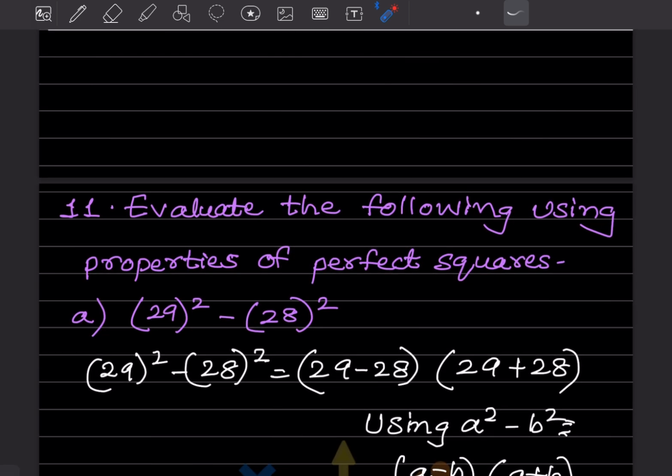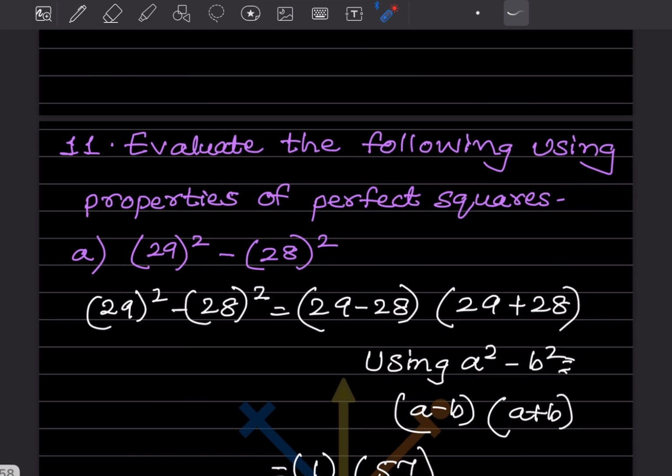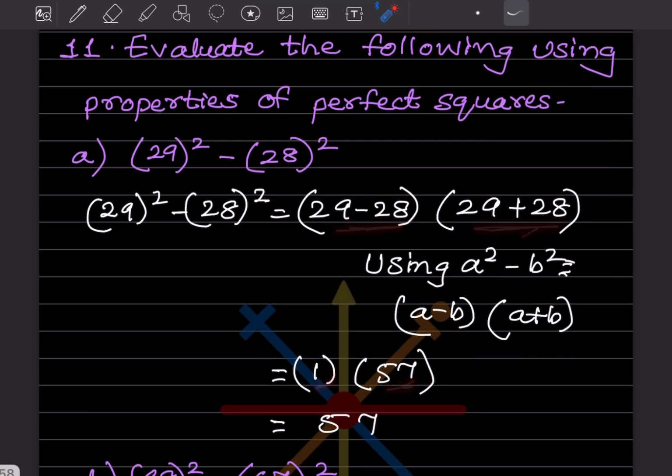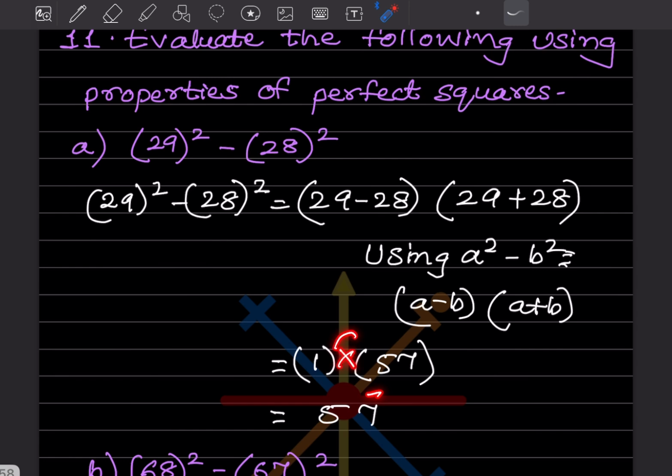Evaluate the following using properties of perfect squares. So this is given 29 square minus 28 square. This can be written as 29 minus 28 and 29 plus 28. So can you see here? This is in the form of a square minus b square. So we have the property that a square minus b square is a minus b and a plus b. So these both are a's and these both are b's. So this is minus and this is plus. Hope this is clear. So now 29 minus 28, that is going to be 1, and when you add, that is going to be 57. So the one in this means this is multiplication. So that answer is going to be 57.